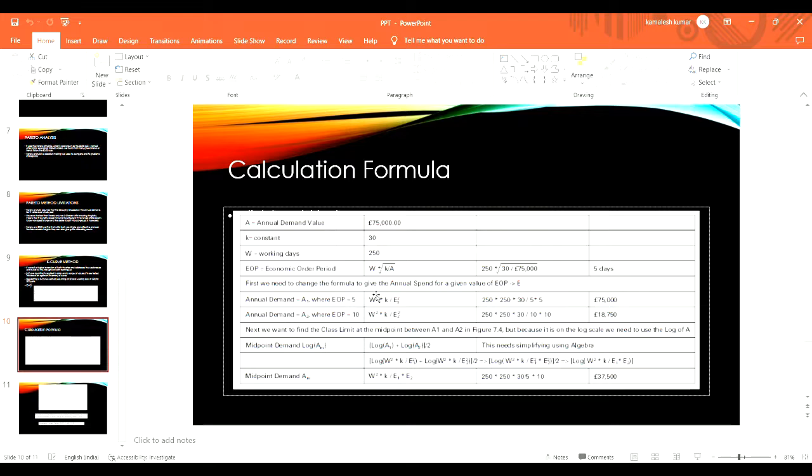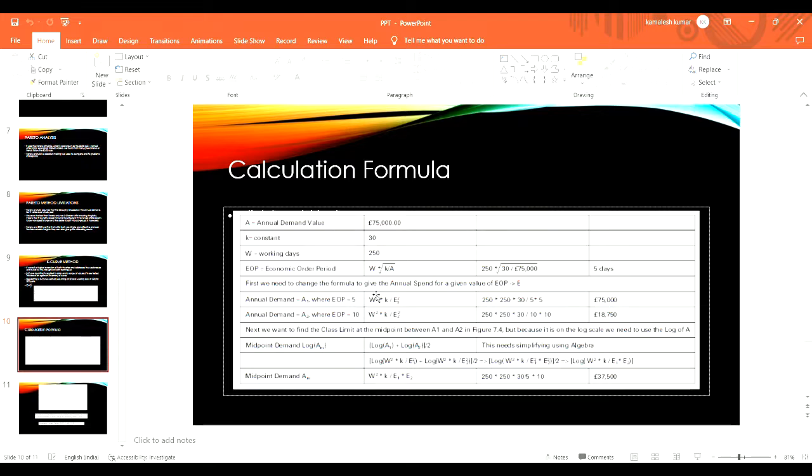Now I will be providing you an Excel sheet which is having 200 parts, and in these 200 parts everything will be given. The only thing is you have to vary the k value. The working days are fixed at 250. Then we have to calculate the EOQ model, the EOP model, and then the value class. Like average inventory, average cost, all this we have to calculate, and then we'll obtain a curve.